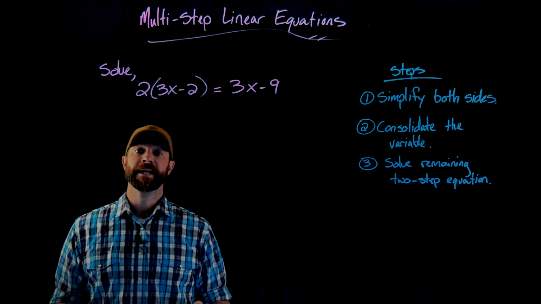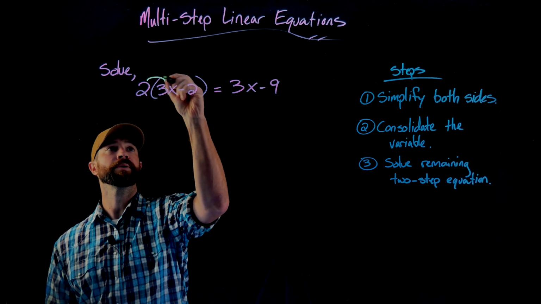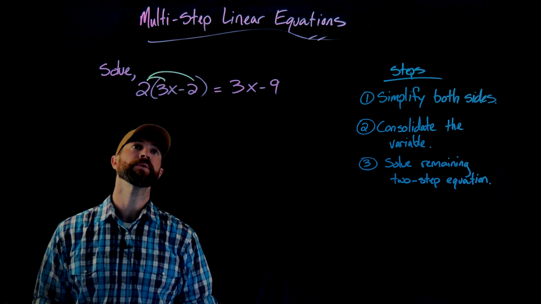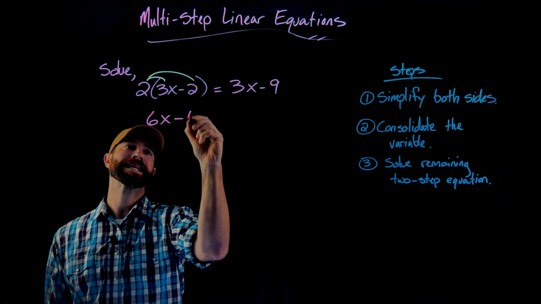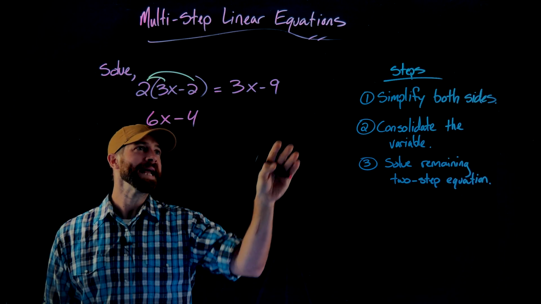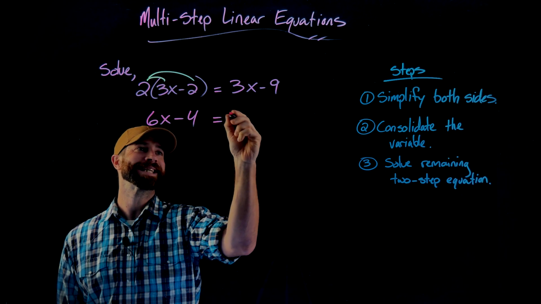In this case right here, if we're going to simplify the left-hand side of the equation, what I'm going to do is distribute this 2 through the parentheses here, giving me 6x minus 4. On the right-hand side of the equation, there's actually nothing to simplify, so I'll keep it as it is.